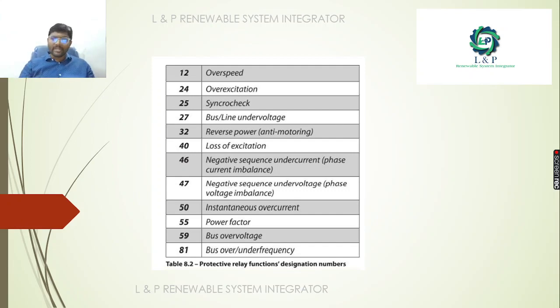This protective relay has many functions. It has overspeed, over excitation, synchro check, bus and line under voltage, reverse power, loss of excitation, negative sequence under current, negative sequence under voltage, instantaneous overcurrent, power factor, bus over voltage, and bus over or under frequency. All these things we can measure.